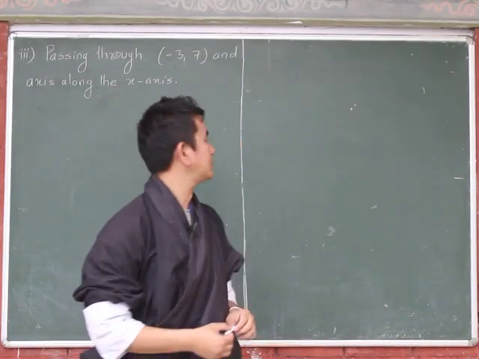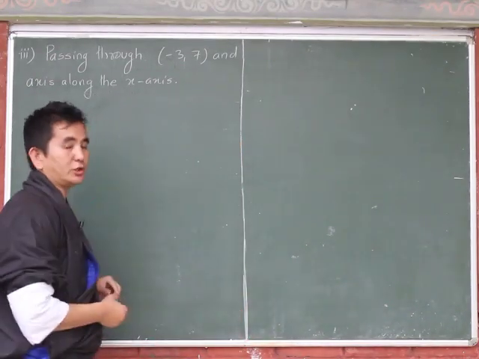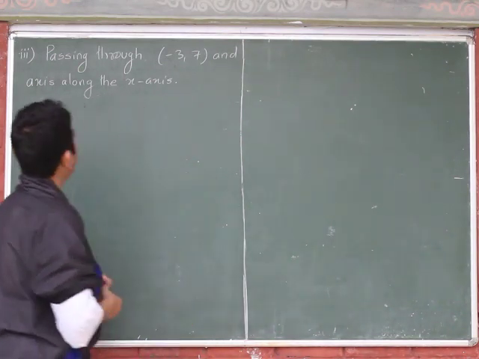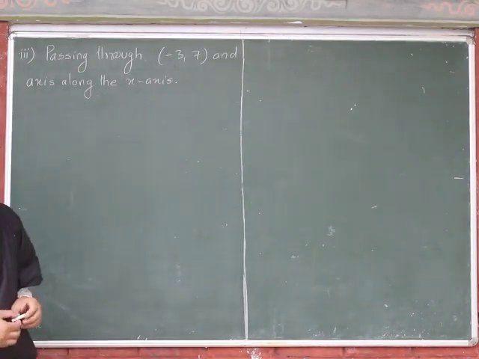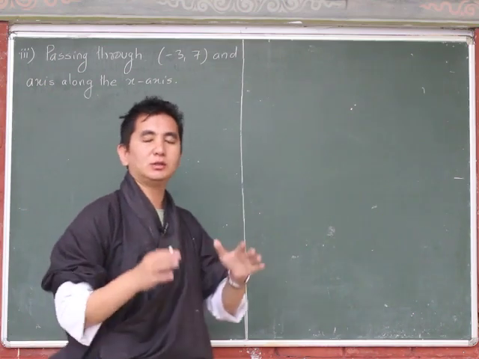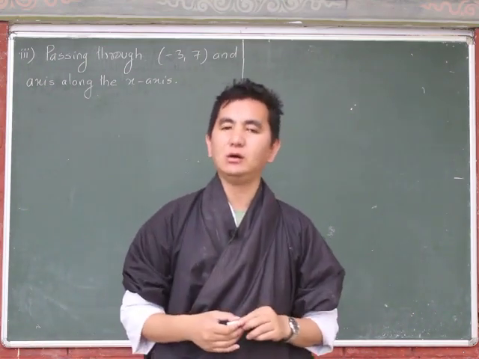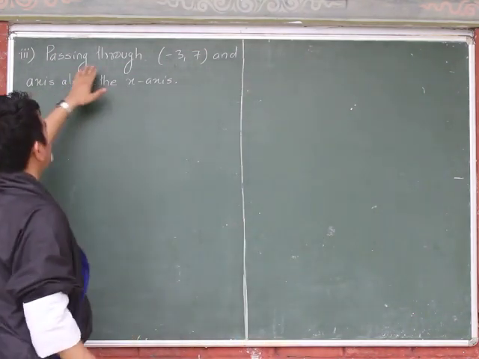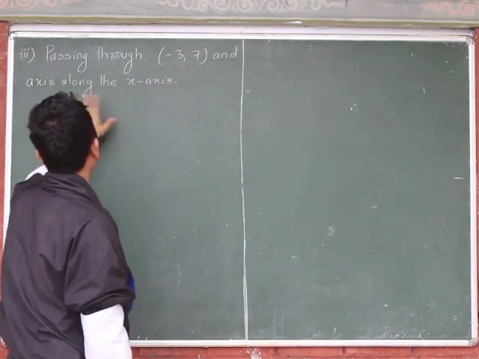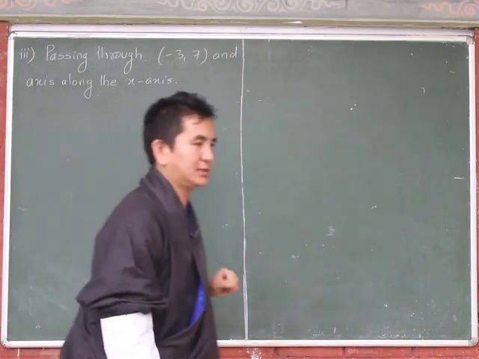Okay, welcome back. So we'll continue with question number 2. Now we have Roman number 3. We need to find the equation of the parabola. The vertex is given at the origin, so it is passing through negative 3,7 and the axis is along the x-axis.